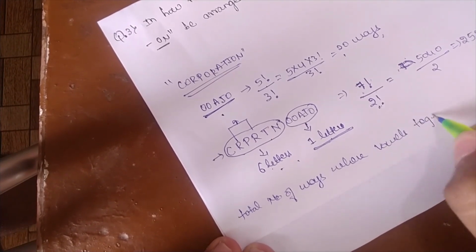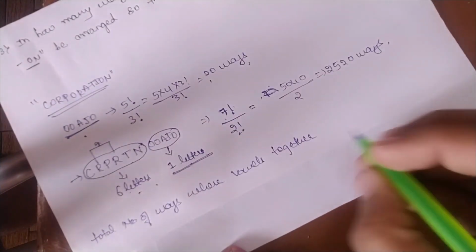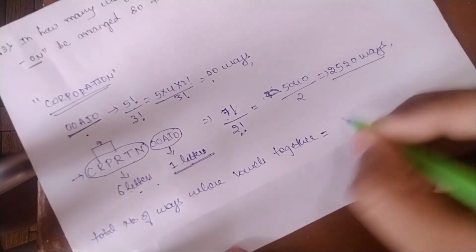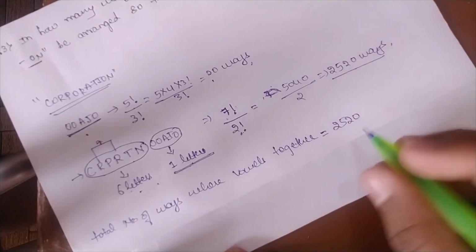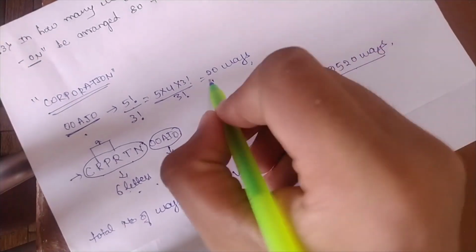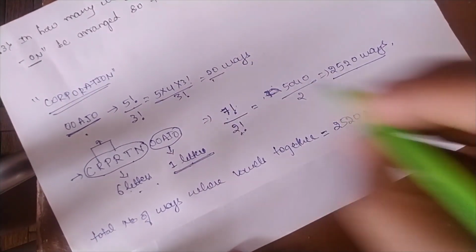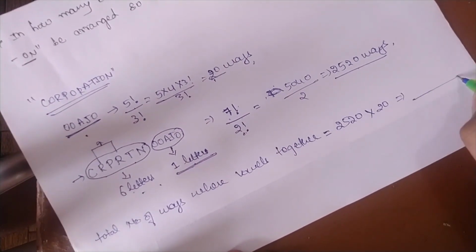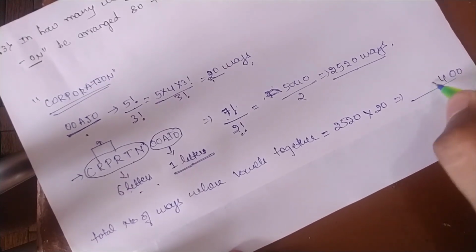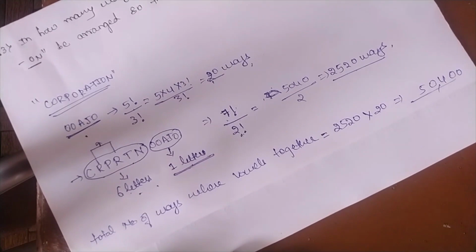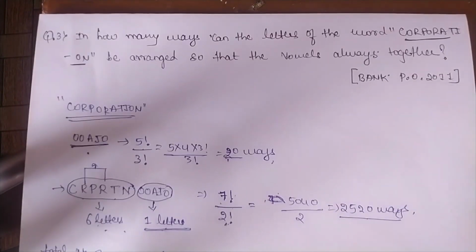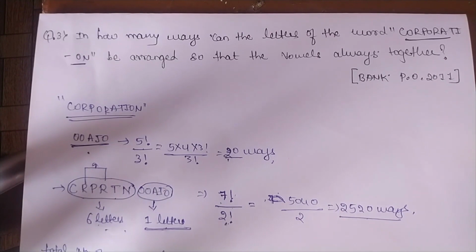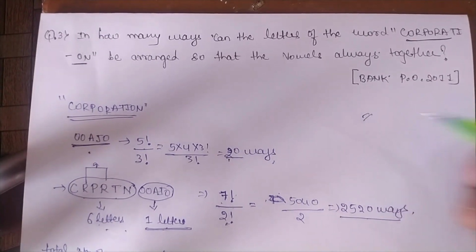So the total number of ways where vowels are together is equal to the number of ways of arranging the word with the vowels together, multiplied by the permutations of the vowels, which is 20. So multiply this by 20, and we'll get your answer. 2520 into 20 is 50,400 ways. So we can arrange corporation in 50,400 ways such that vowels will always come together. So that's it. This is an important question, so take it as a star.